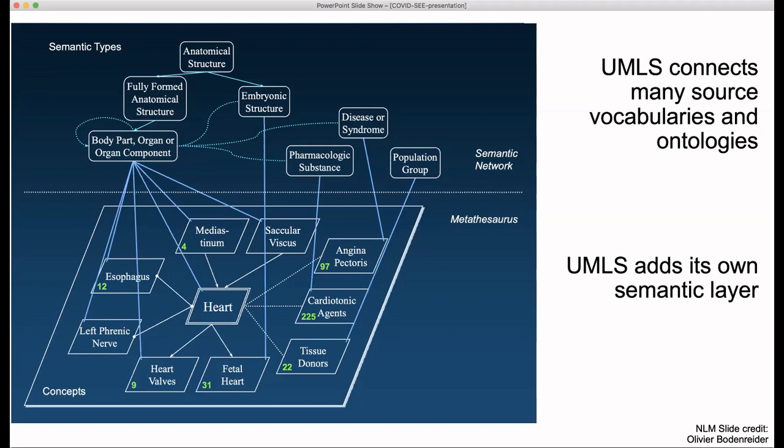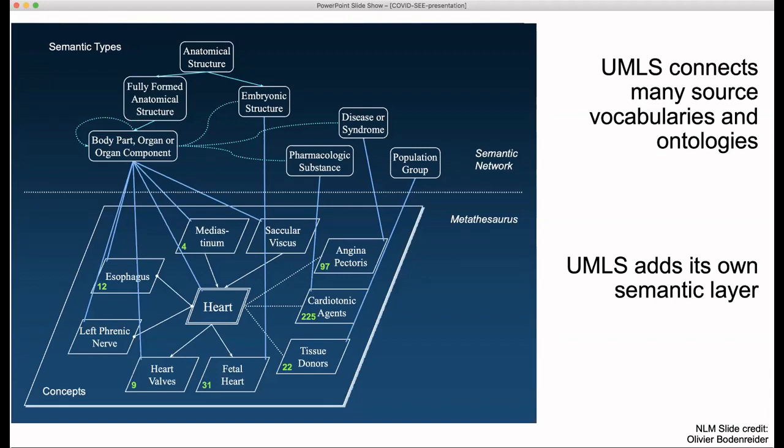And as I said earlier, it adds its own semantic layer on top of the concepts that are absorbed from the underlying sources, and this is very useful for structuring the information. We're not using it yet, by the way, for the purposes of the COVID-C tool, but that is definitely something that we want to do.